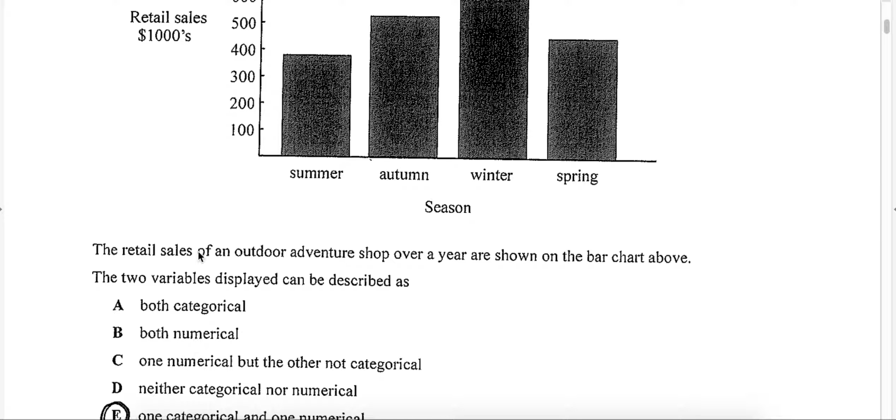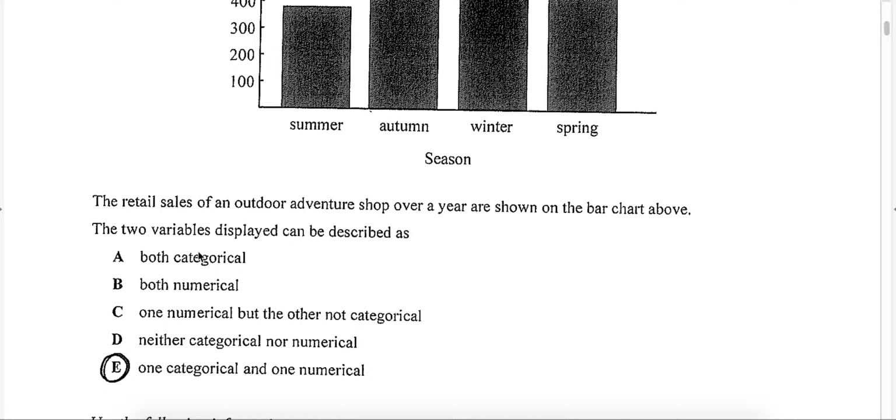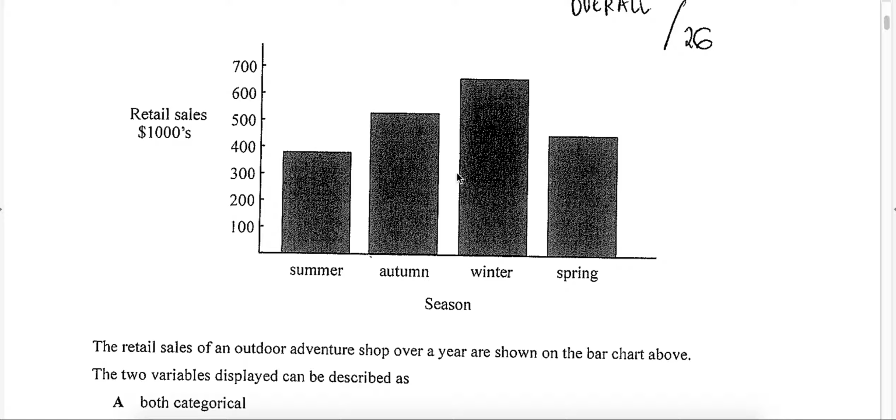So this question was answered really well. Most of you could see that the season is a categorical variable, so it's giving us a quality, not a quantity, whereas retail sales is clearly numerical. And remember, the question to ask yourself is, does it make sense to calculate the average? So for retail sales, yes, it does make sense to calculate an average retail sales. So it is numerical data.